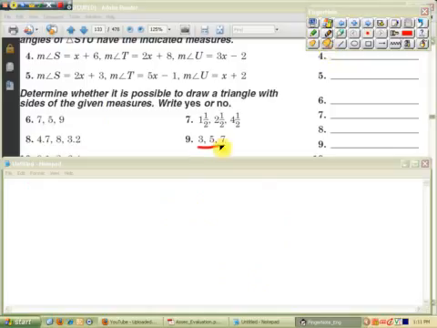So for number 9, same thing. 3 plus 5 is 8. That is bigger than 7. Therefore, yes, we can make a triangle. Okay, 10 is done the same way.